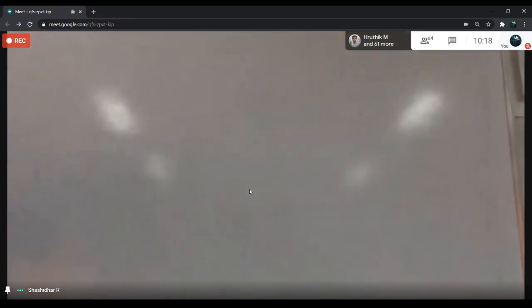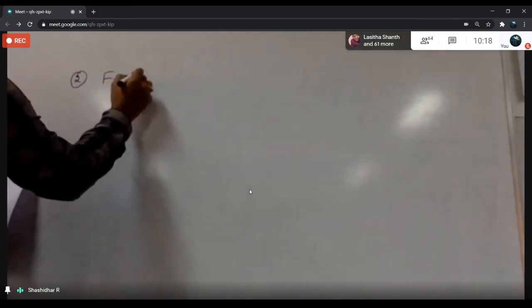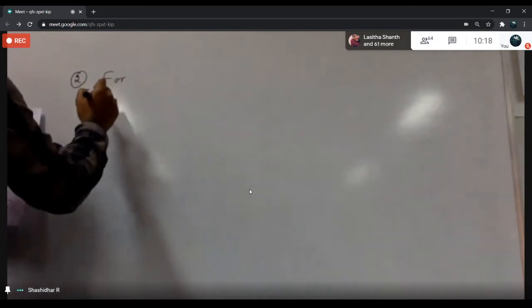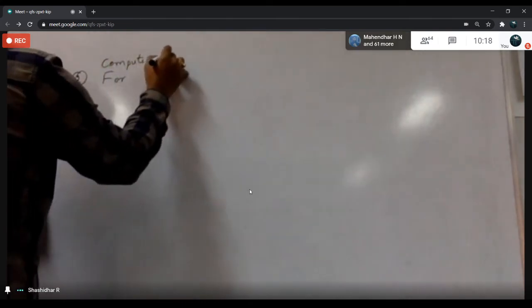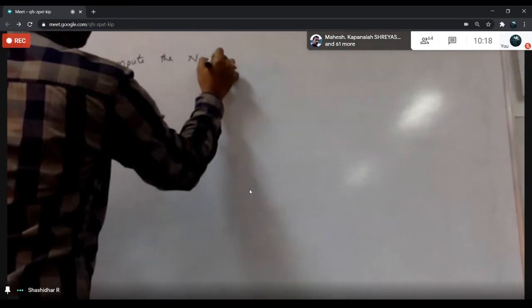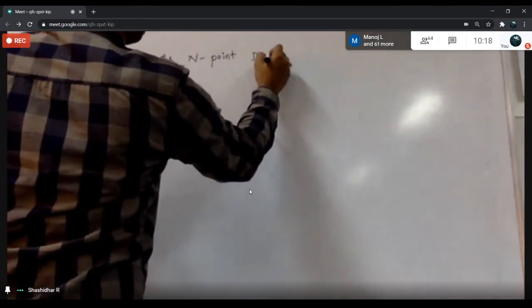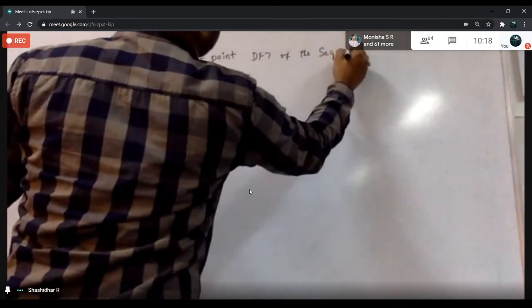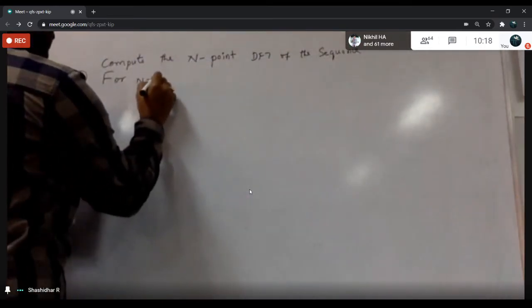Okay, now next, an easy problem also. Compute the n-point DFT of the sequence. Compute the n-point DFT of the sequence for n is equal to 5.